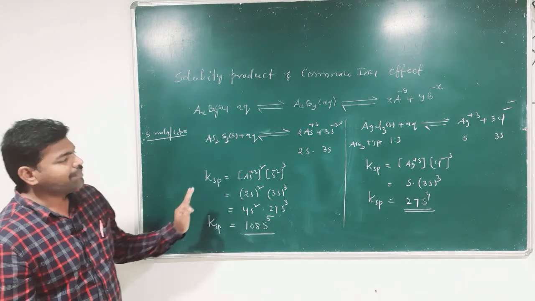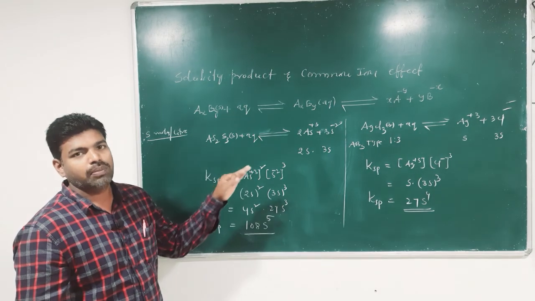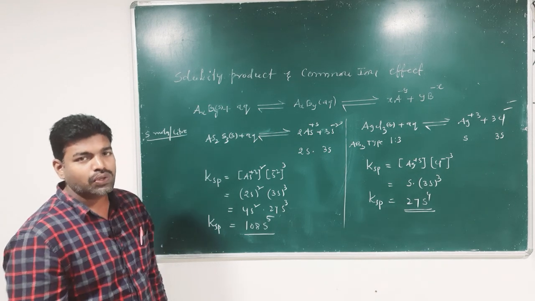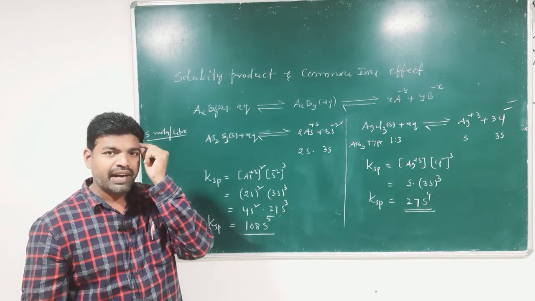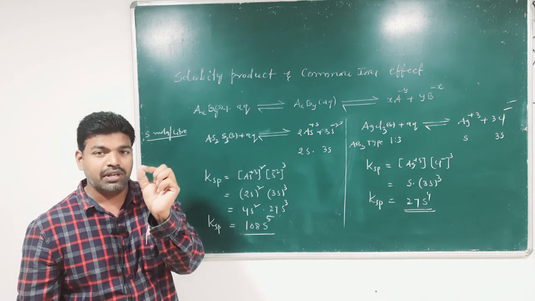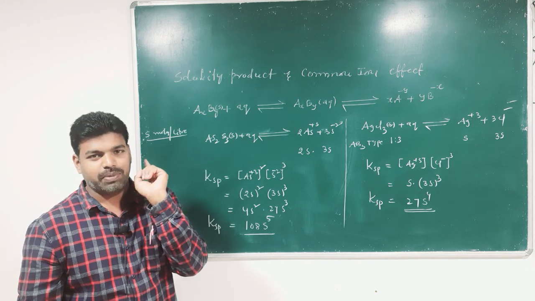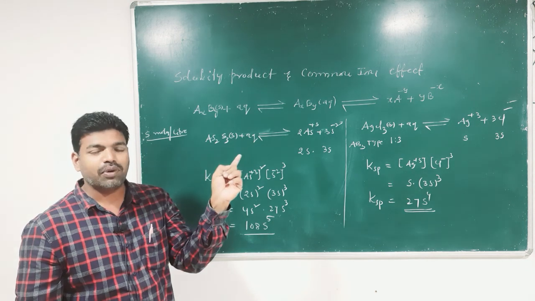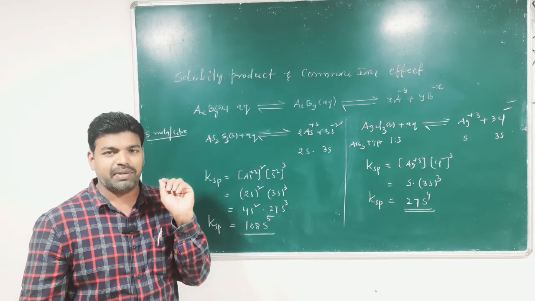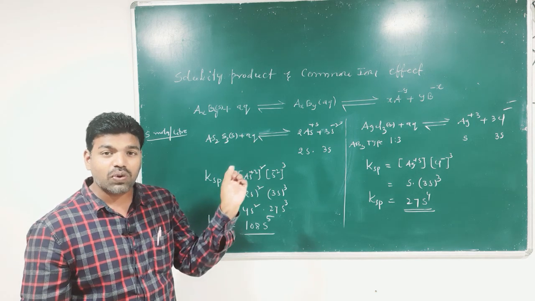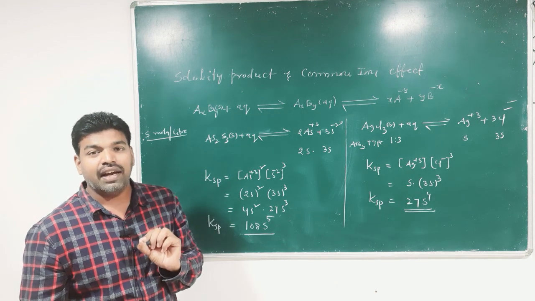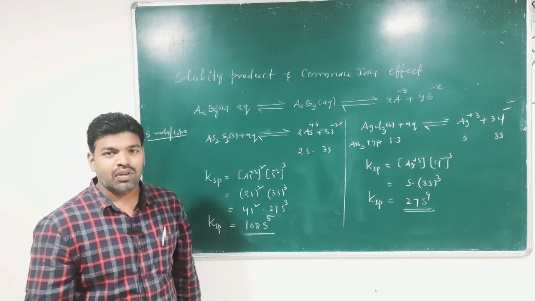So, these are the calculations for the solubility product for various electrolytes. You should remember one point: when the ionic product is greater than the solubility product, precipitation takes place. When the solubility product is greater than the ionic product, no precipitation takes place. And when the solubility product is equal to the ionic product, the salt starts precipitating and the solution is saturated.